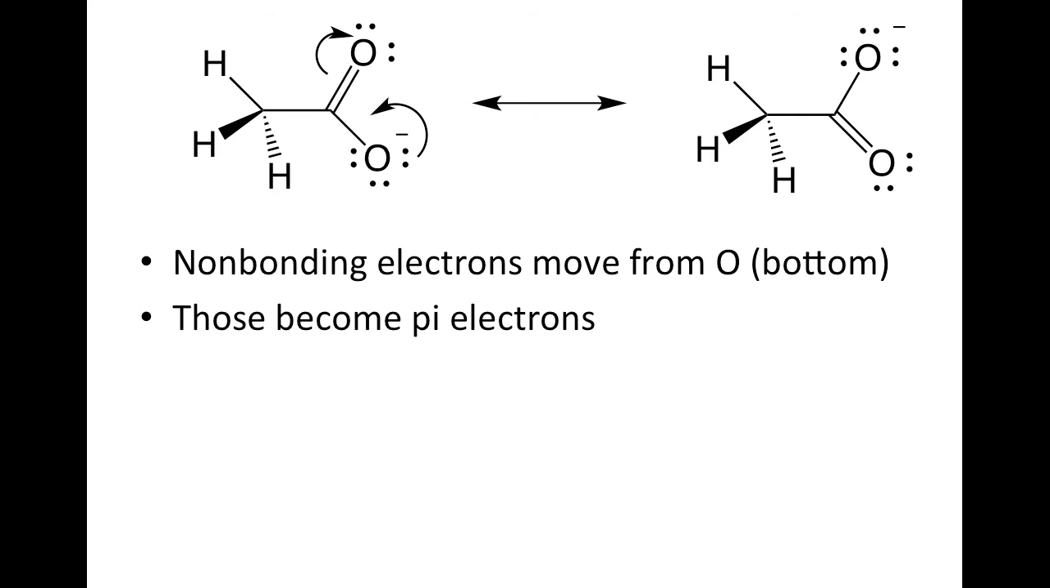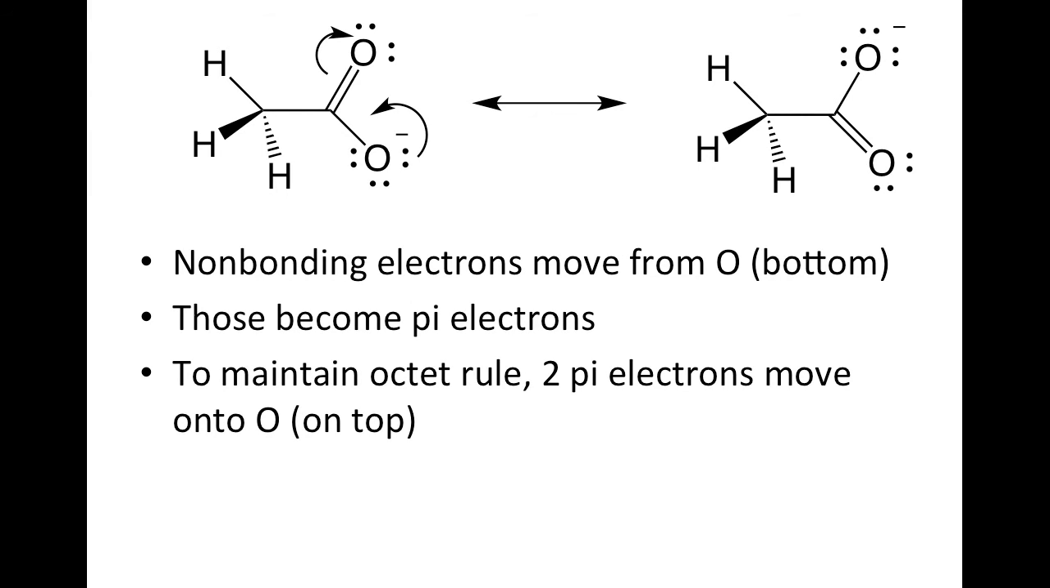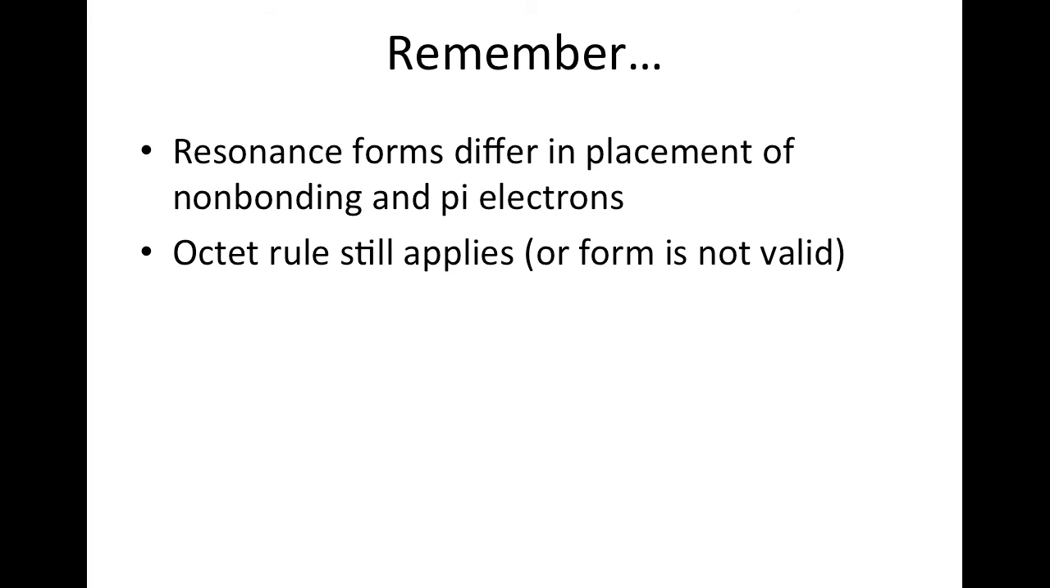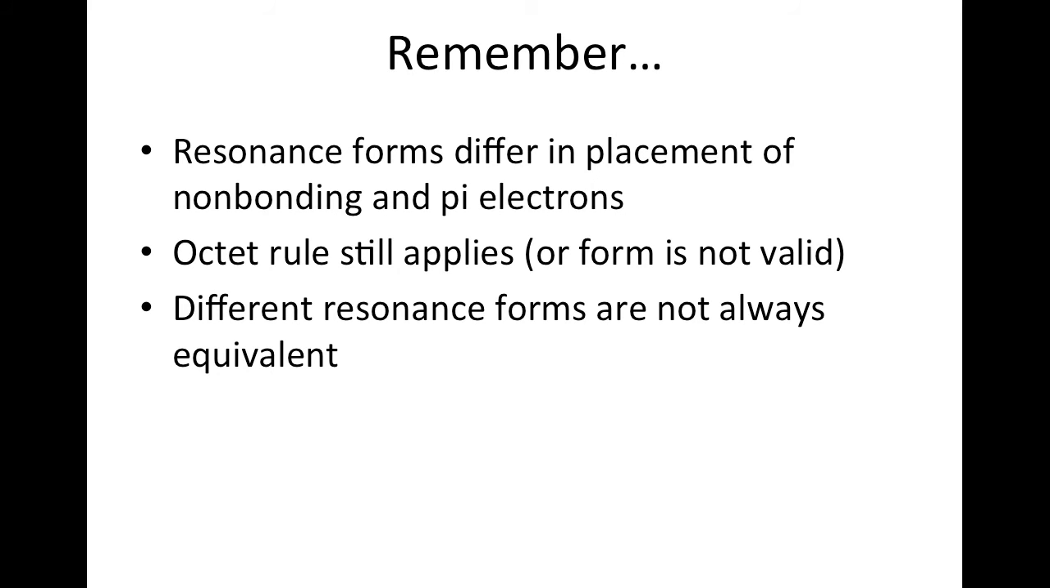on the bottom. In order to maintain the octet rule, the two pi electrons that are double bonding between the carbon and the top oxygen have to move out and up onto that top oxygen. If you count everything up, you could even pause the video and do this, you'll see that both oxygens and that carbon still maintain 8 electrons total. So they still maintain the octet rule. Remember, resonance forms differ only in the placement of non-bonding and pi electrons. The octet rule still applies, or the form that you've drawn is not valid. Different resonance forms are not always equivalent, and the reality is actually a hybrid.